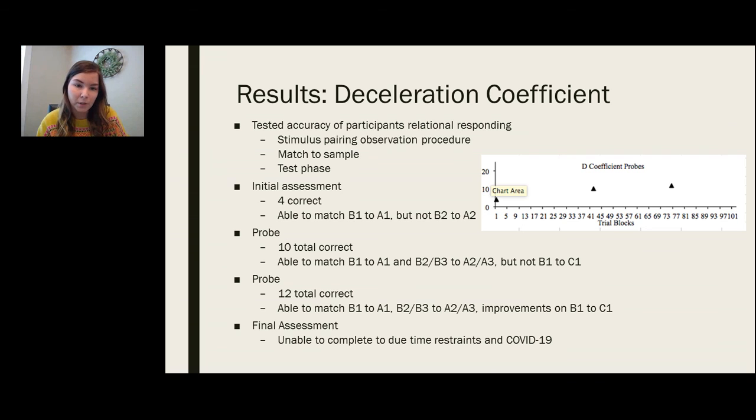During the second probe, she got 12 correct, so she's increasing. She was able to match B1 to A1, B2 to B3, A2 to A3, and she had improvements in B1 to C1, but she didn't master that. And then our final assessment, we were unable to complete it due to time restraints in the session. And then COVID-19, we weren't able to reschedule her session.